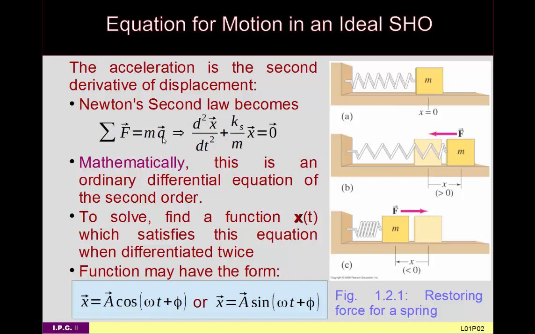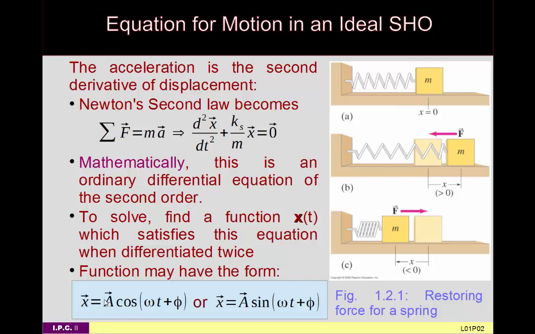Basically, your Newton's second law equation becomes this second order differential equation. So you have this second derivative of x with respect to t, d²x/dt², is equal to negative k_s over m times x. These two added together equal 0, or in other words, this is equal to the negative of this. The second derivative of x is some constant times x. So this is mathematically called an ordinary differential equation. It's second order because you have a second derivative here. So how do you solve for this equation mathematically? Well, what you want is some function x of t which satisfies this equation. In other words, if you differentiate x of t twice, you get some constant times x.